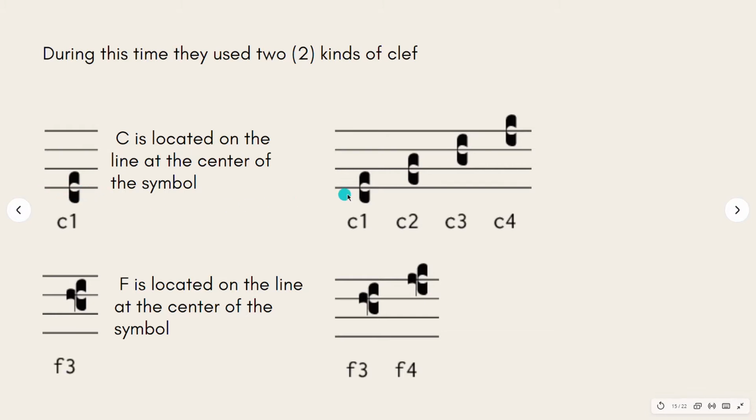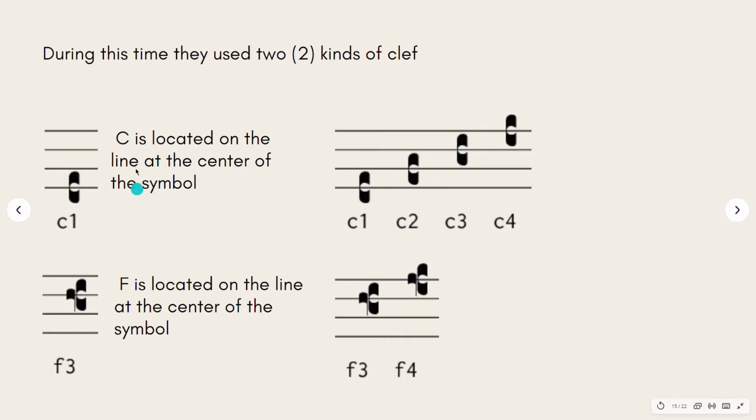Now, we have different kinds of C clef. It could be placed on different lines. So we have this one. If you see this clef on a Neumes notation, it means your C is on this line. Now, if you see this clef on the Neumes notation, it means your C is on this line, and so on and so forth.